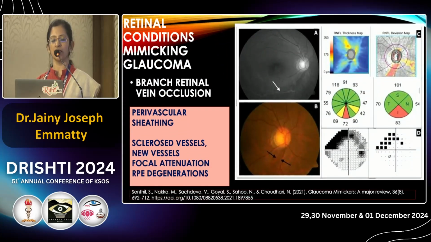The retinal conditions also can mimic glaucoma. Due to this, vascular occlusion is important, even though glaucoma itself is a risk factor for vascular occlusion. We should examine the peripapillary retina for any perivascular sheathing, sclerosed vessels, new vessels, focal attenuation, and RP degenerations to rule out glaucoma.